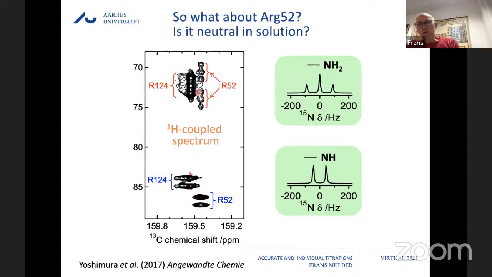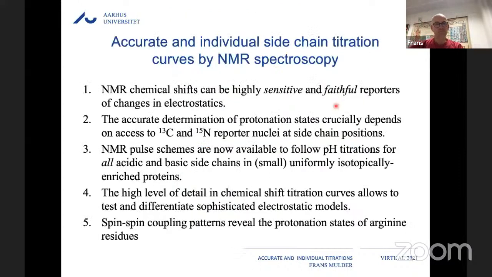However, if you go to the eta groups of the arginine side chain, then you really see that they're triplets. It's a triplet here and it's a triplet here. And the triplets arise with a 1-to-1 intensity ratio because of the observation of two nitrogen-proton splittings on top of each other. So this directly demonstrates that this peak and this peak both arise from NH2 groups, meaning that arginine 52 in solution is actually charged.